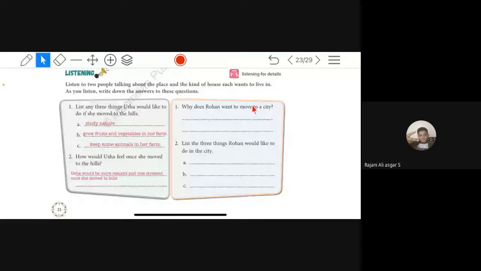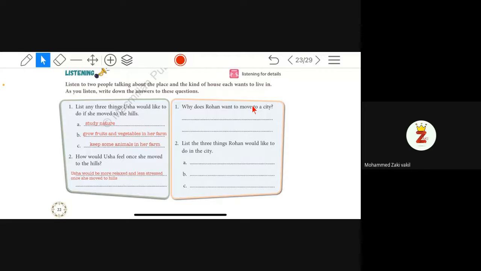Hello, I am Rohan. I live in a small town. It's the most boring place on earth. I want to live in a flat in a city. I want to meet people from different walks of life, go to concerts, and be a part of street theater.